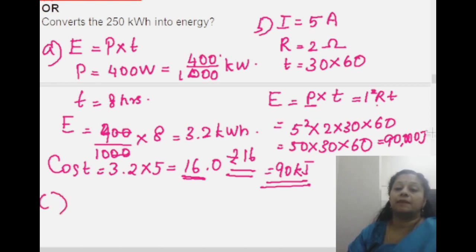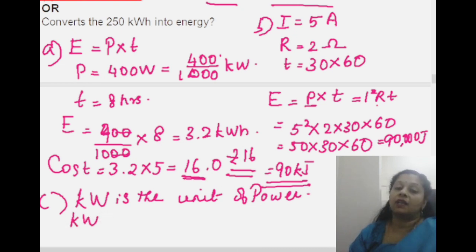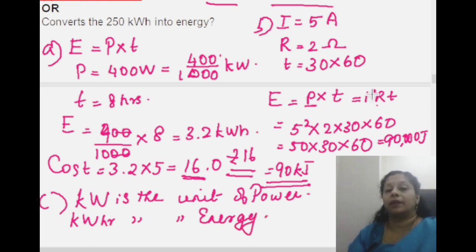Now what is C? The difference between kilowatt and kilowatt hour. Kilowatt is the unit of power, whereas kilowatt hour is the unit of energy. That's the difference.